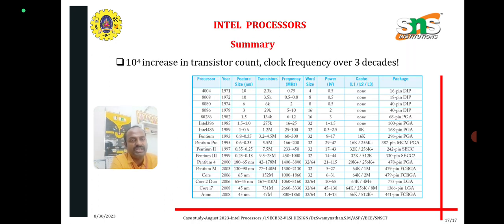So this is the summary. Here we see the transistor count increase by powers of 10 from the 4004 to the Atom. Mainly the important parameters considered are the year found, from 1971 to 2008, and also the transistor count, clock frequency, word size, power range, cache memory, and package. So DIP, dual in-line package, is also considered for the comparison between the 4004 and the Atom.